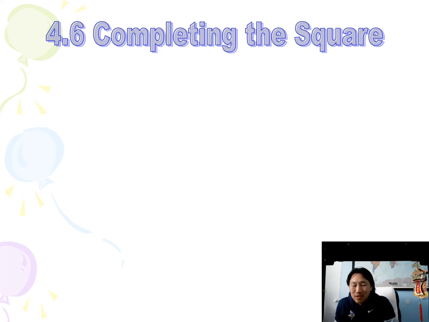4.6, completing the square. This is another method to solve quadratic equations. So far, we have the factoring method and the graphing method. Now we're going to use the completing the square method. We have a whole bunch of methods, but one method at a time. Completing the square method.